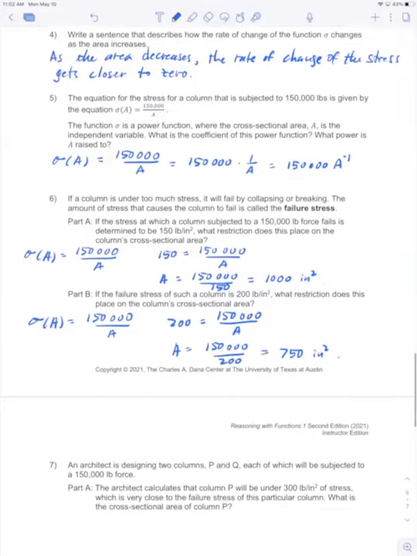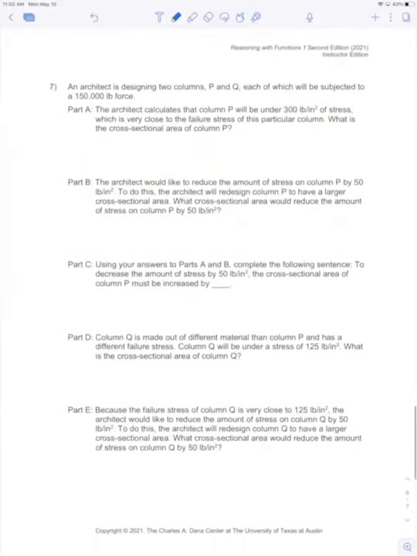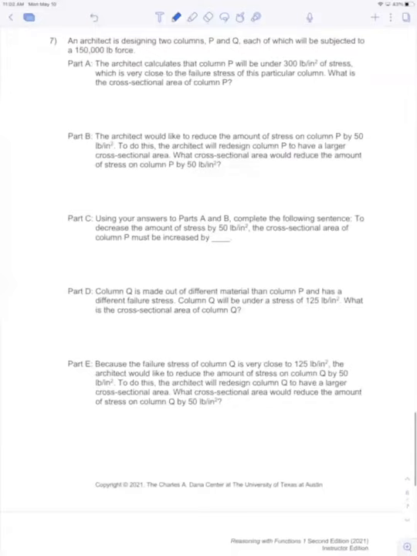All right, so part 7. Let me scroll up here. It says, an architect is designing 2 columns, P and Q, each of which will be subjected to a 150,000 pound force. Part A, the architect calculates that column P will be under 300 pounds per square inch of stress, which is very close to the failure stress of this particular column. What is the cross-sectional area of column P?